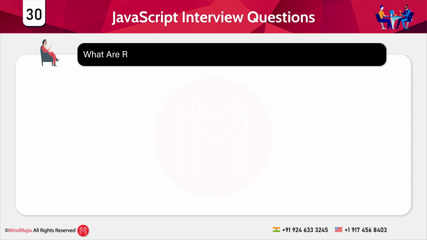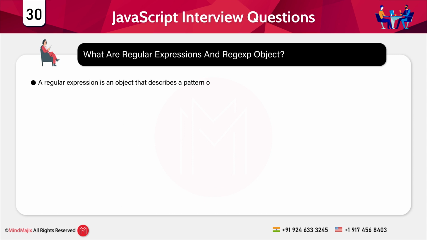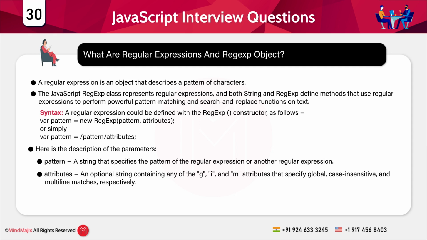What are the regular expressions under the RegExp object? So a regular expression is an object that describes a pattern of characters. The JavaScript RegExp class represents regular expressions, and both String and RegExp define methods that use regular expressions to perform powerful pattern matching and search and replace functions on text. For example, a regular expression could be defined with the RegExp constructor, for example, new RegExp(pattern, attributes), and it returns the output in pattern. Now the pattern is equal to /pattern/attributes.